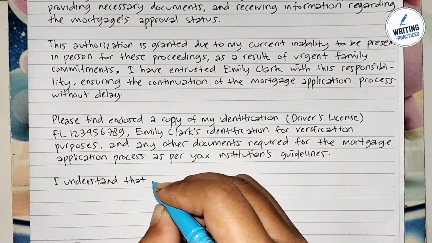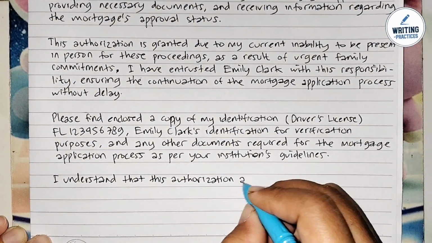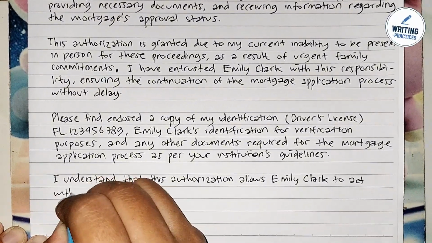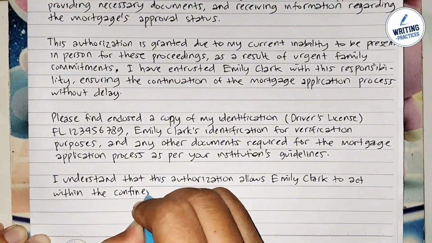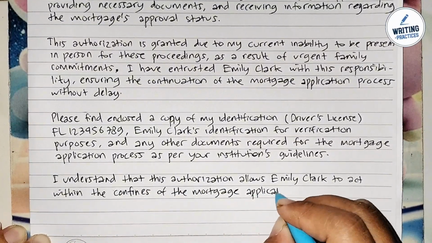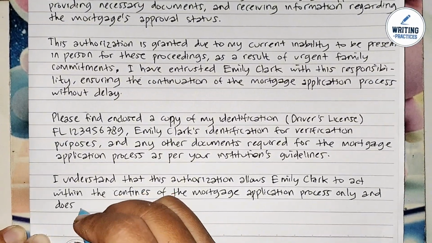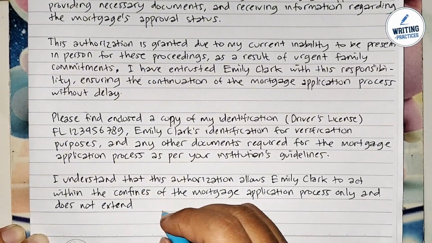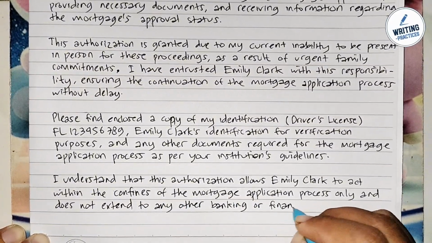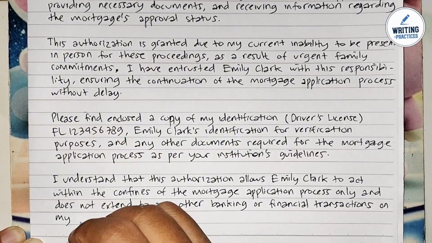limitation of authorization clear. It means, write the boundary of authority. You need to clarify that the authorization is limited specifically to the mortgage application process and does not extend to other financial transactions. Here is how you write it. I understand that this authorization allows Emily Clark to act within the confines of the mortgage application process only, and does not extend to any other banking or financial transactions on my account or behalf.